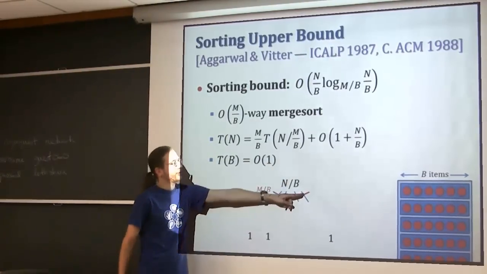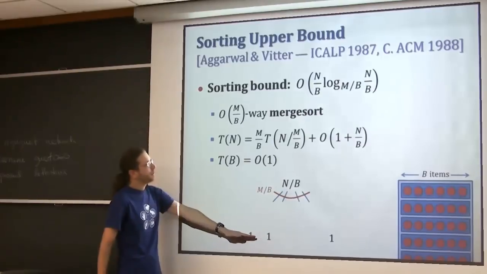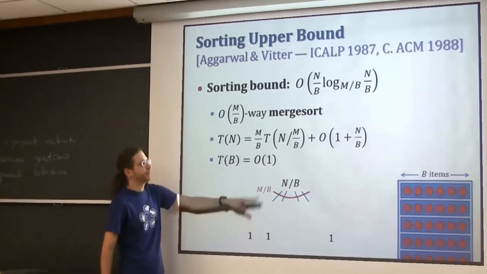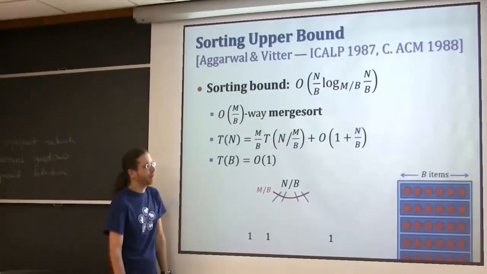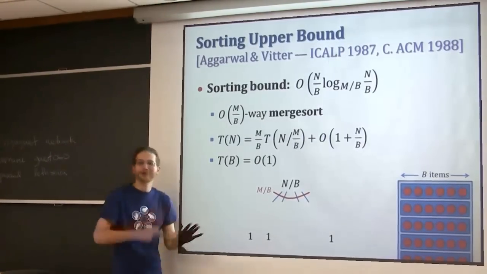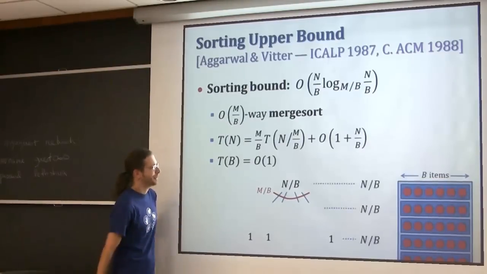We have branching factor m over b. At the leaves, we have problems of size b. Each of them has constant cost. I'm removing the big O's to make this diagram both more legible and more correct. So you can't use big O's when you're using dot, dot, dot. So no big O's for you.